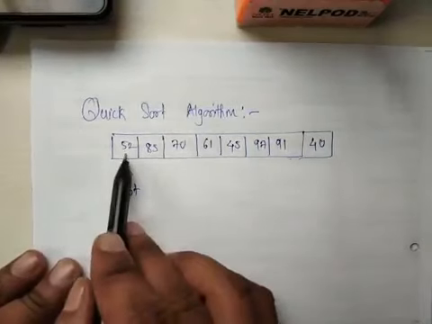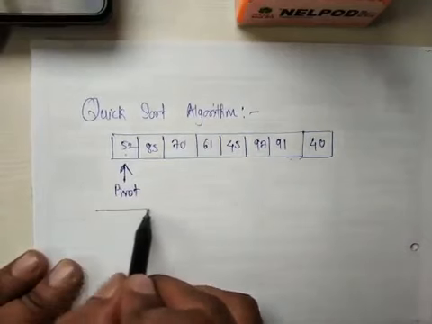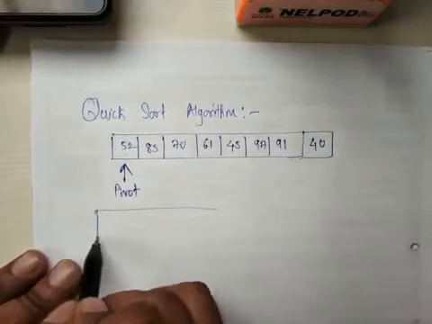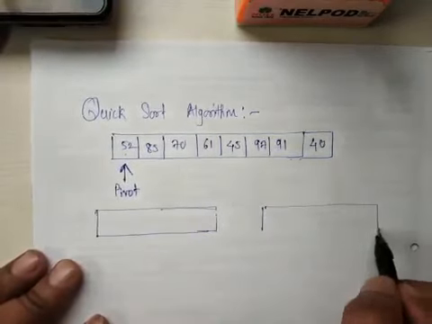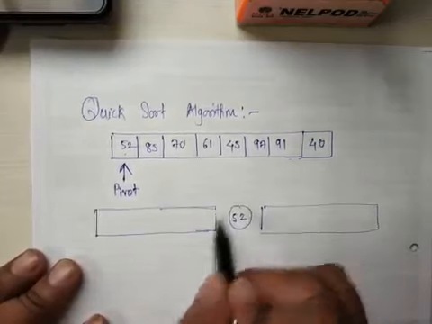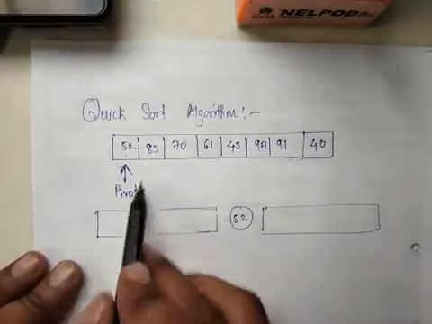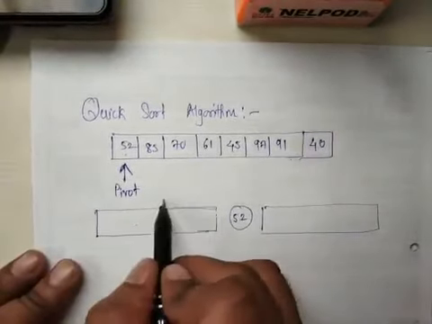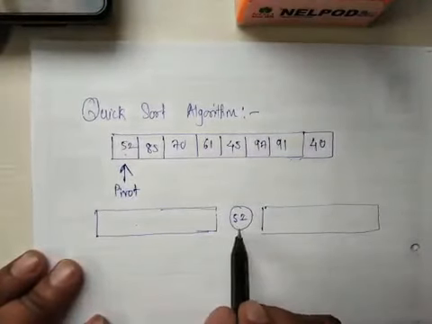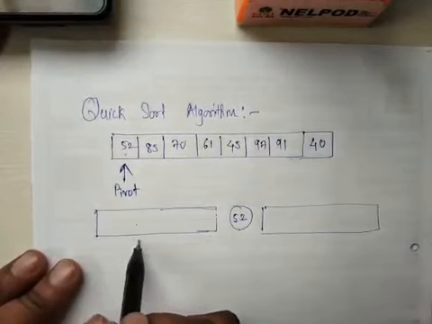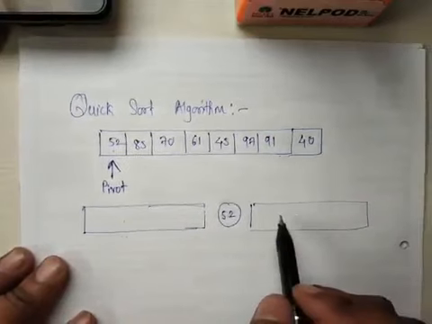The element which is less than 52 comes into the first sub array, and the element which is greater than 52 comes in a second sub array. So we are going to divide this array into two parts. The element which is less than the pivot element comes in a first sub array, and the element which is greater than 52 comes in a second sub array.